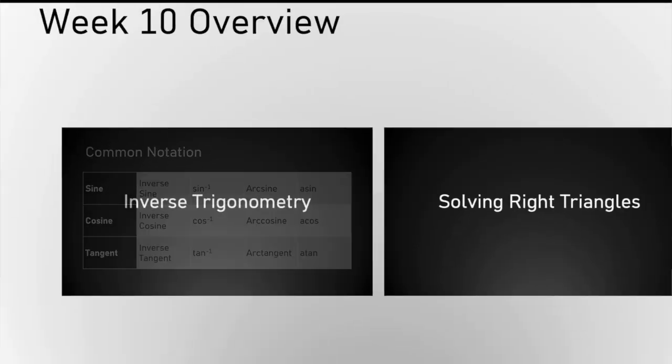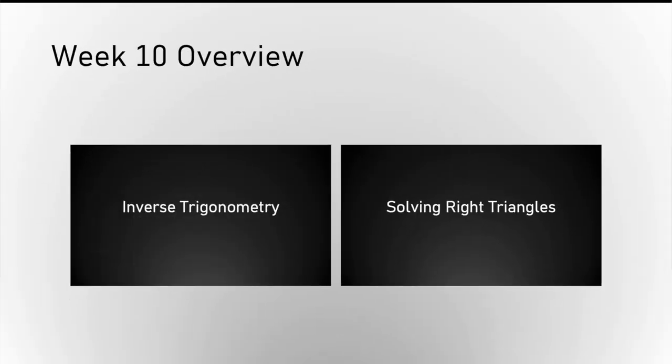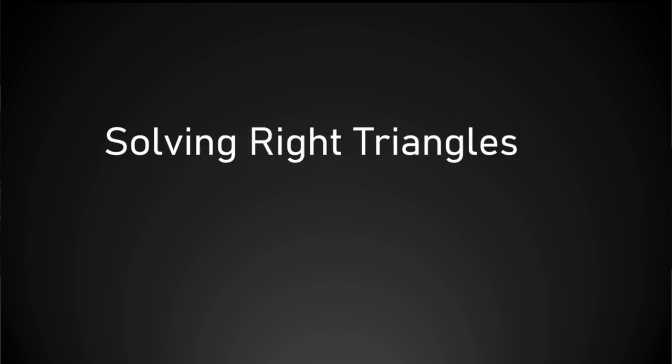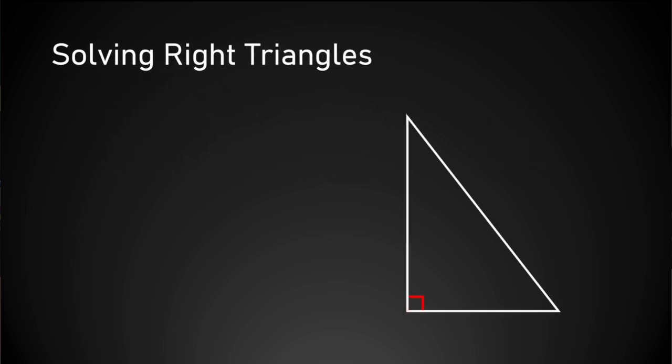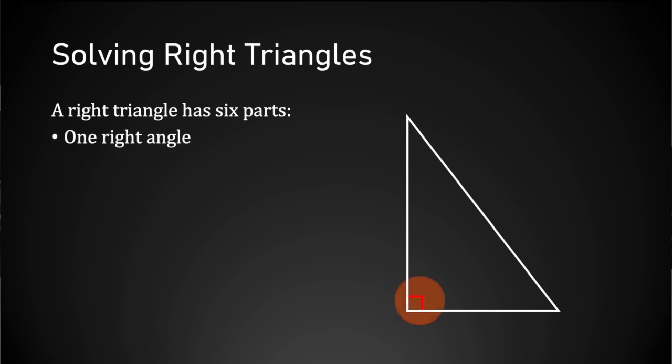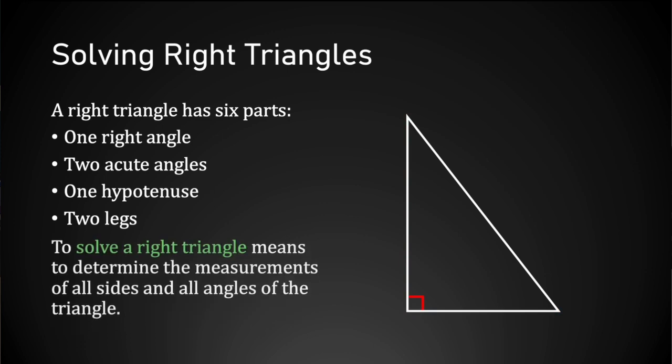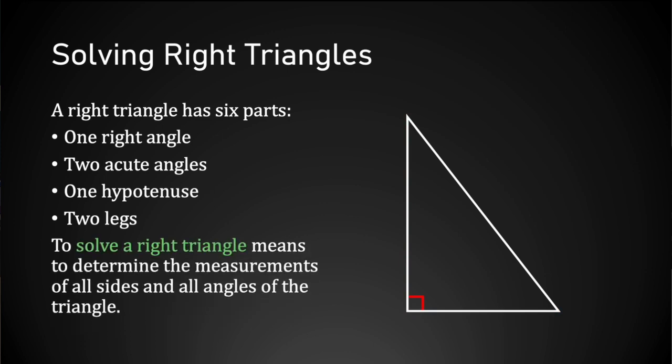That's it for inverse trig. We also want to talk about solving right triangles. That just takes everything we've done in this unit and ties it together. So every right triangle has 6 parts. There's one right angle, 2 acute angles, 1 hypotenuse, and 2 legs. To solve a right triangle means to determine the measurements of all sides and all angles of the triangle.